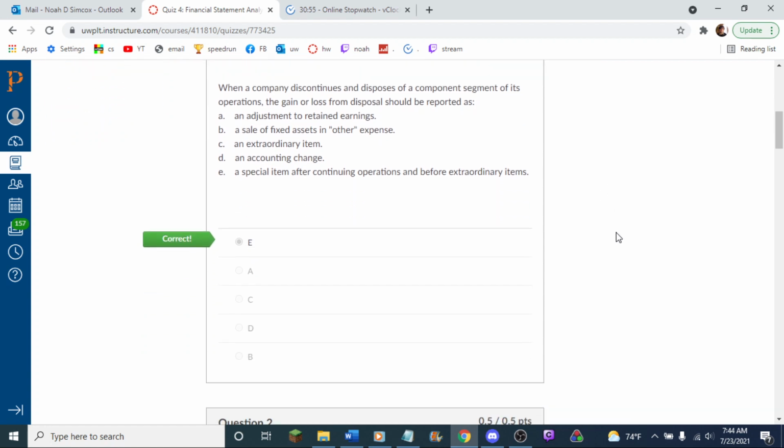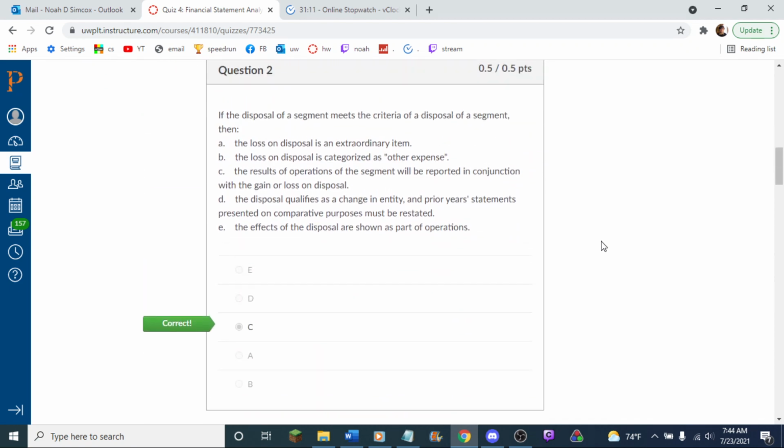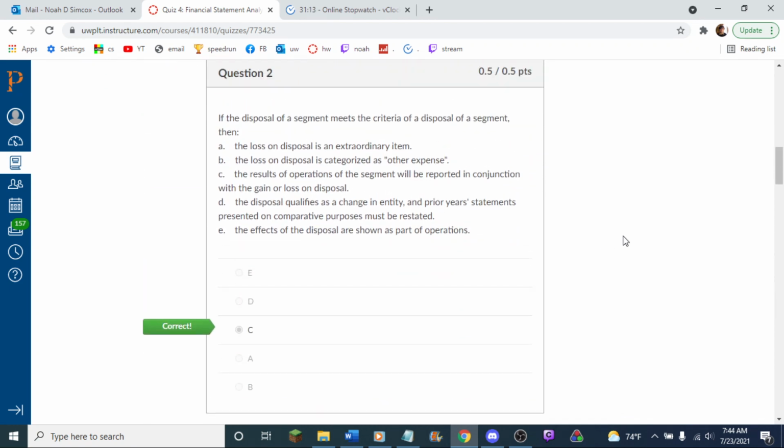When a company discontinues and disposes of a component segment of its operations, the gain or loss from the disposal should be reported as a special item after continuing operations and before extraordinary. Oh yeah, this was the quiz where it was a take-home quiz. If disposal of a segment meets the criteria of disposal of a segment, then the results of operations in the segment will be reported in conjunction with the gains on disposal.